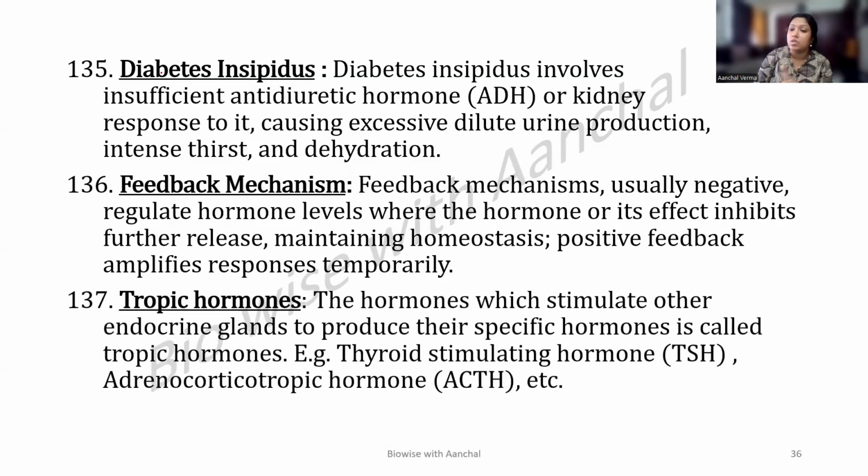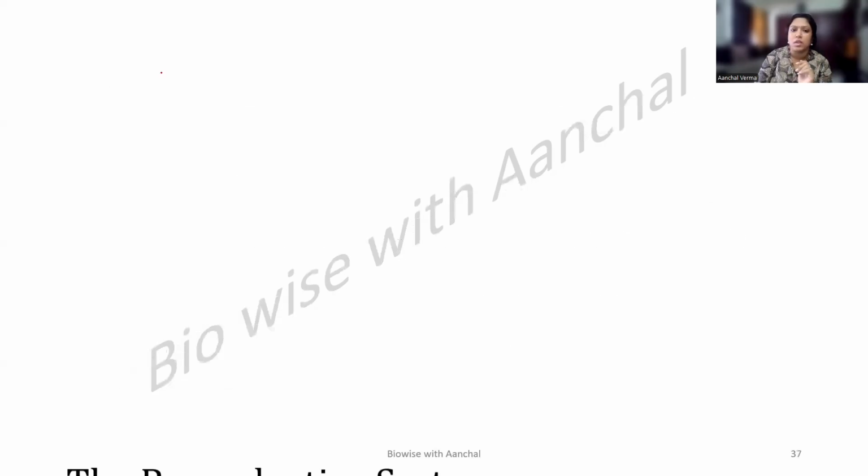Tropic hormones. Do not get confused with tropic movements and tropism in chapter 7, that is chemical coordination. So, tropic hormones, the hormones which stimulate other endocrine glands to produce their specific hormones, are called tropic hormones. These tropic hormones are released by pituitary gland, and that is why pituitary is the master gland, because it can control the release of hormones from the other endocrine glands. The thyroid stimulating hormone, adrenocorticotropic hormone, these are all tropic hormones.